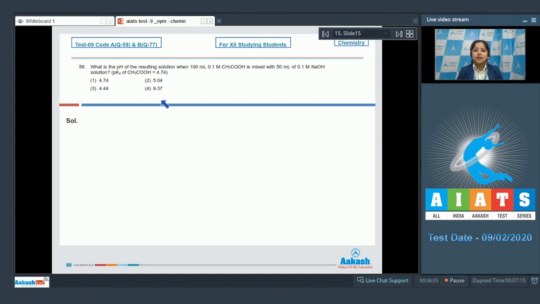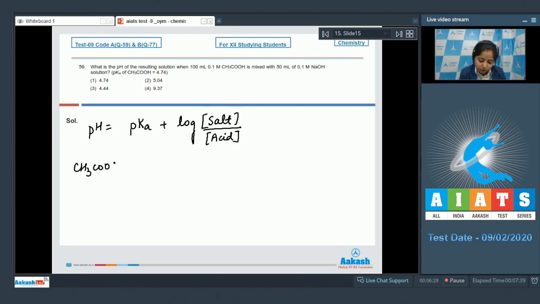Students, this is the case of acidic buffer, and for acidic buffer the formula to calculate pH is pH equals pKa plus log of salt upon acid. Now we need to calculate the concentration of salt and acid. For that, the equation used is CH3COOH, which is an acid, when it reacts with base, gives salt, that is CH3COO- Na+, plus water.